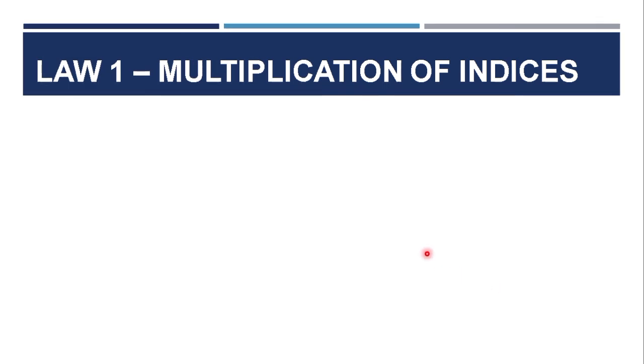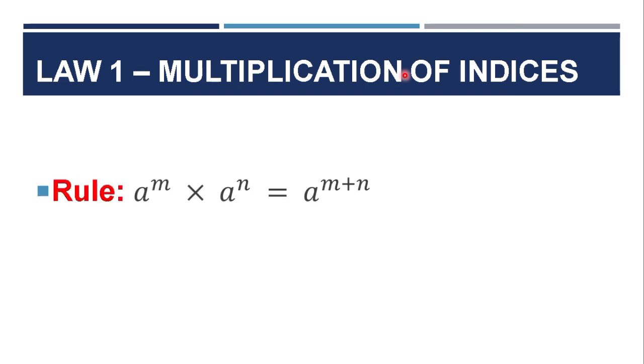The laws of indices. The first law is multiplication of indices. If you have a number exponent another number, multiplying a number exponent another number, here the base should be the same. If the bases are the same and they are multiplying, you write one base and you add the exponents. So a exponent m multiplying a exponent n will give you a exponent m plus n.